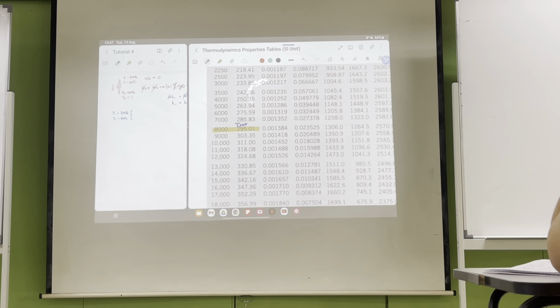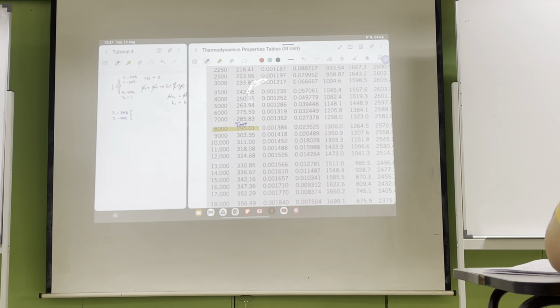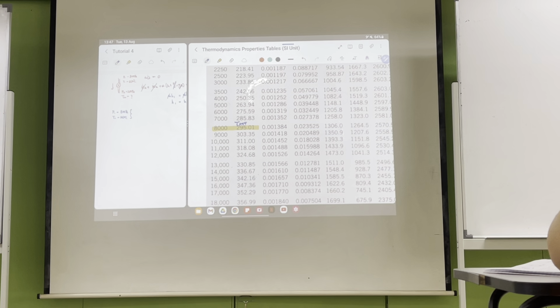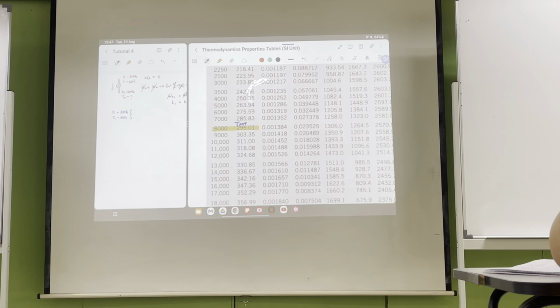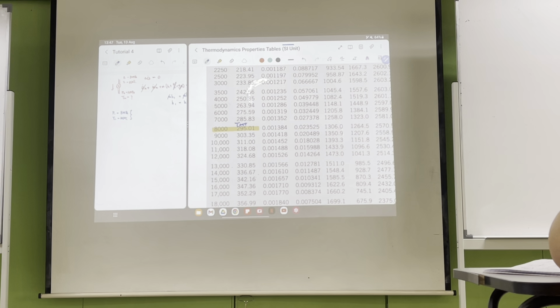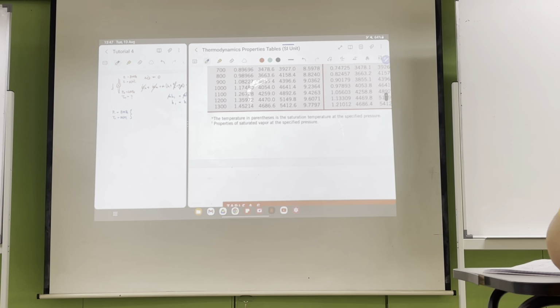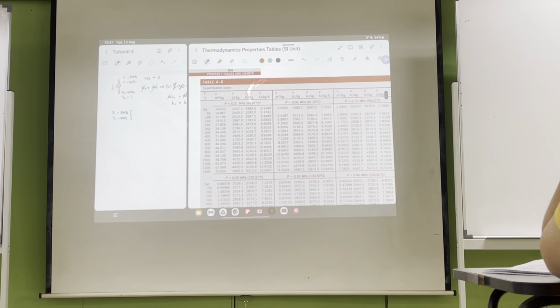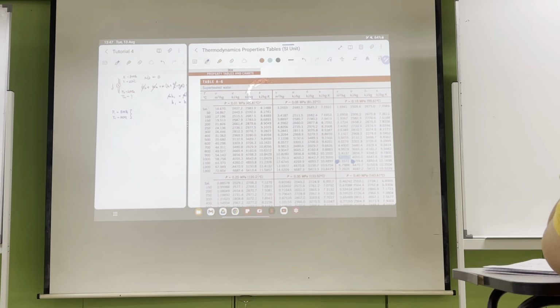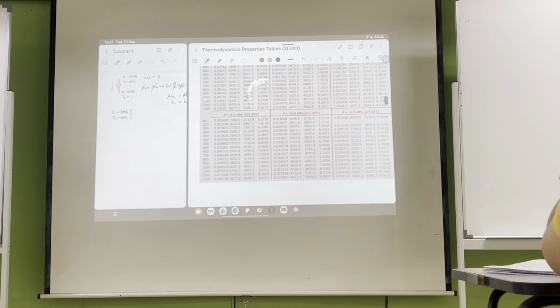Okay, so at 8,000 kilopascal, the saturated temperature is 295, meaning that is the boiling point. The temperature that you have is 350, so it is higher than that. So this is a superheated liquid. Oh, sorry, superheated liquid is the wrong thing. Superheated water. So now we go to the 8 megapascal table.